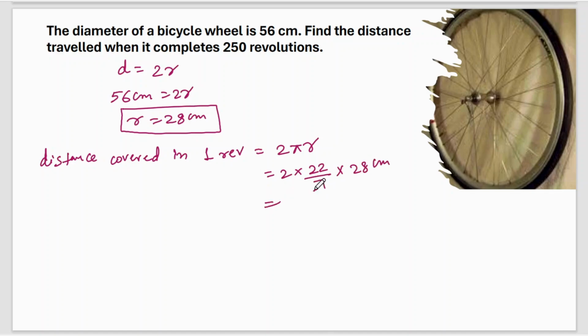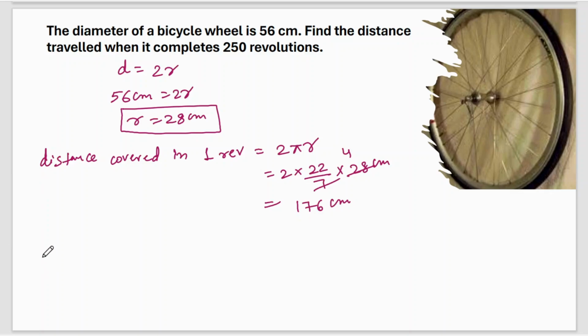So we have calculated in the last slide also, it is 176 centimeter. Now we got the distance covered in one revolution. And this much calculation we have been doing in the last two questions also. Now they have asked you to find the total distance.